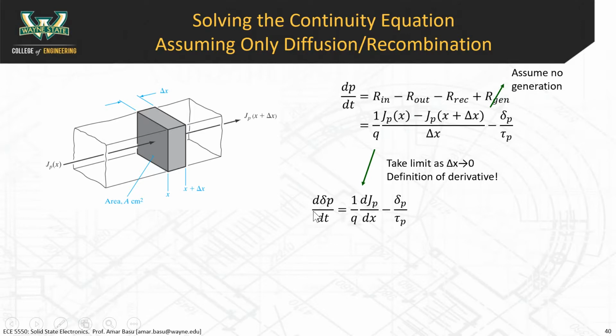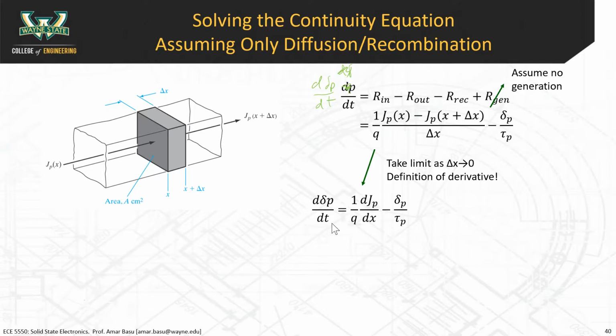This also stayed the same. The notation, this should also be d, if we're talking about excess carrier concentration, d sigma p dt. All right, let's go back to red. I think that's easier to see. All right, everyone with me so far?